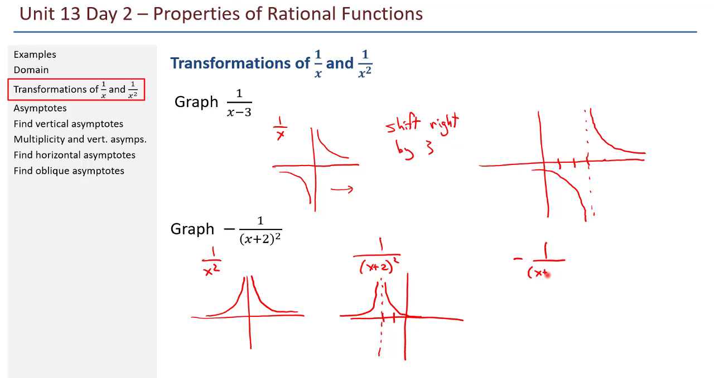And what does it do to a function if I negate the entire function? It just flips it over vertically. All right. So it's shifted over, and now flip it. There we go. That's what the graph will look like, roughly.